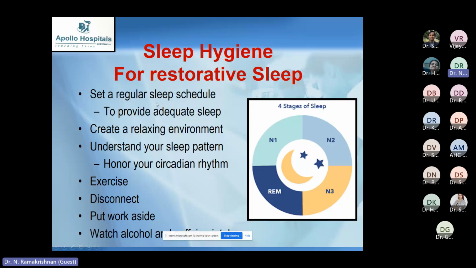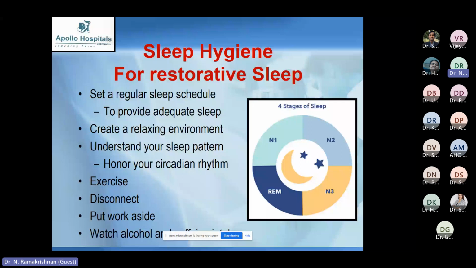Number one is setting a regular sleep schedule. Most of us would sleep somewhere around 9 to 11 p.m. and wake up somewhere around 5 to 7 a.m. And in between this period would sleep about 6 to 8 hours. It's good to have some kind of a routine, although we may all miss that once in a while, which is okay.